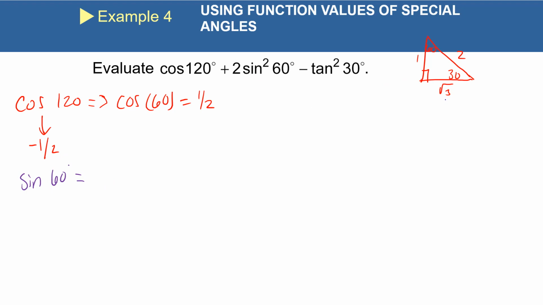Sine of 60 is square root of 3 over 2. Opposite over hypotenuse. Okay, are we good?